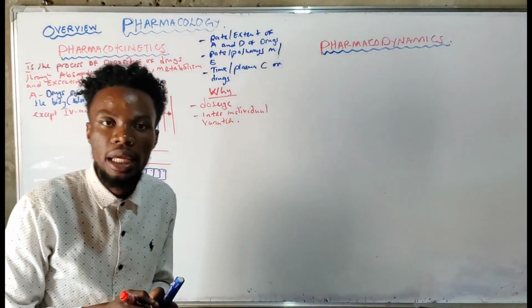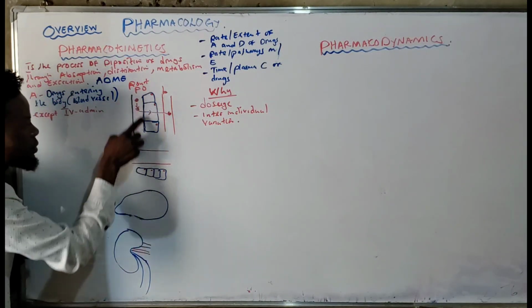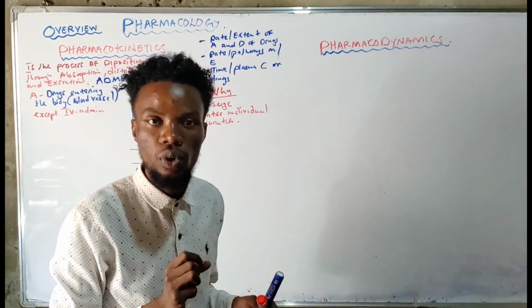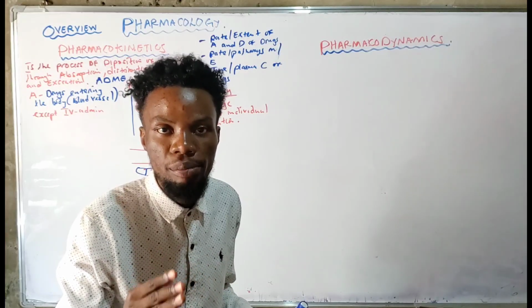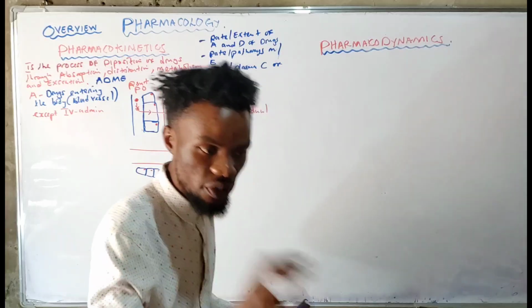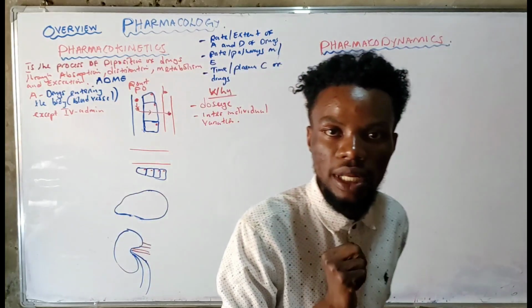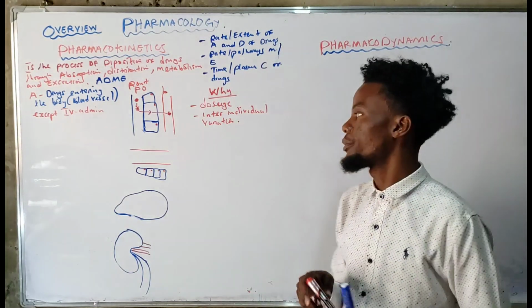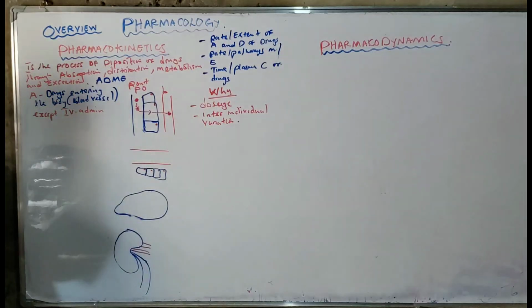That's all about absorption. As you can see, this drug is passing through different membranes. So absorption has to include a drug passing through different membranes after administration. After you give a drug, if it is passing through different cell membranes or epithelial lining, then that is what we call absorption. We'll talk about it in more detail.